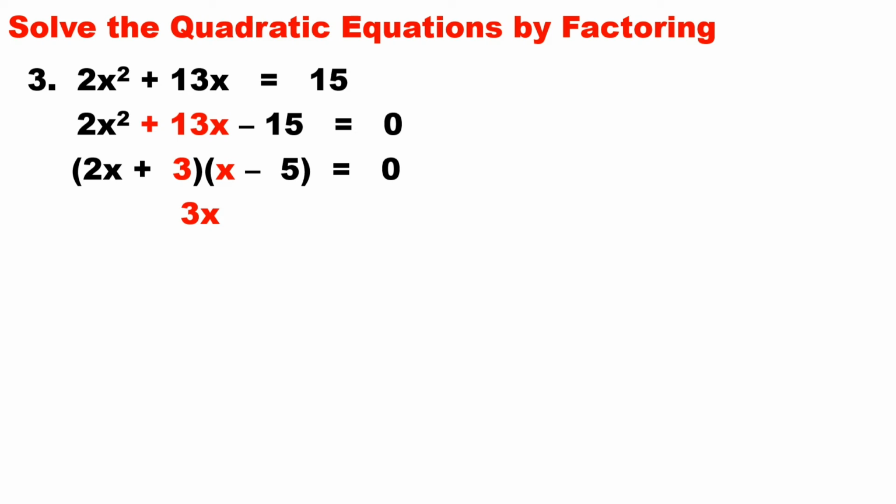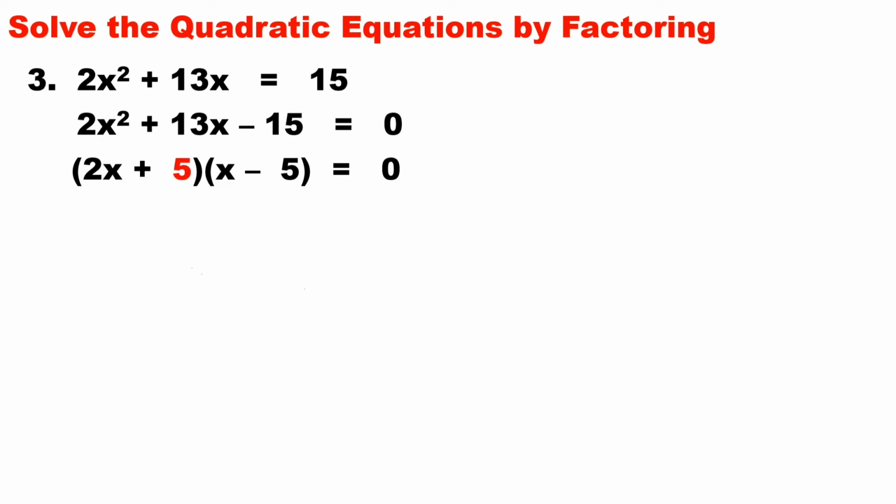To check if the factors are correct, 3 times x equals 3x, 2x times negative 5 is negative 10x, 3x minus 10x is negative 7x. Since negative 7x did not match the middle term which is positive 13x, the factor combinations are not yet correct. Since the factors of the first term are not equal, unlike the past two examples, we can interchange the factors of the third term.